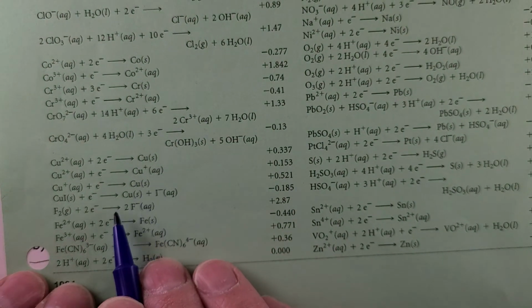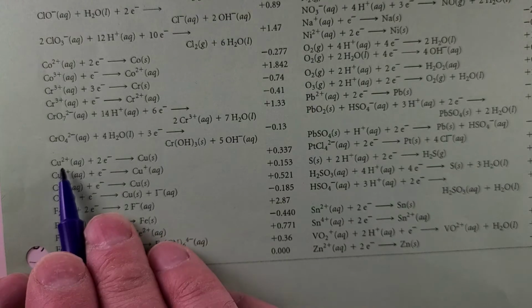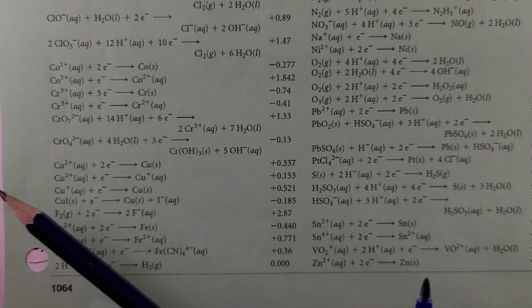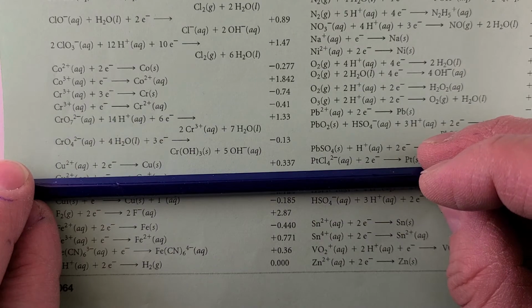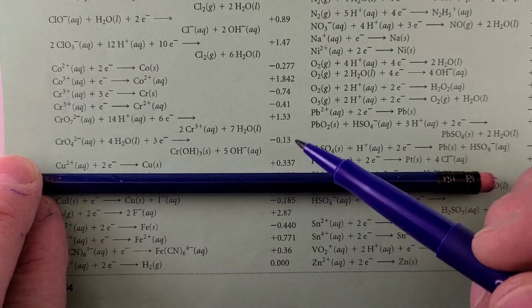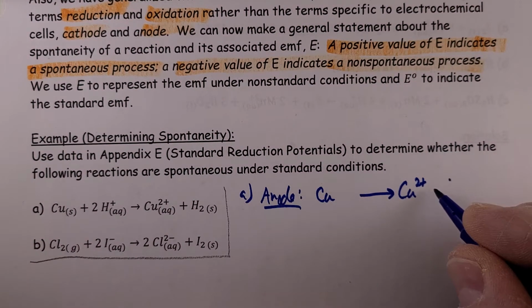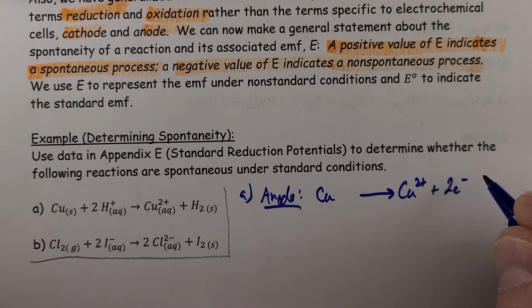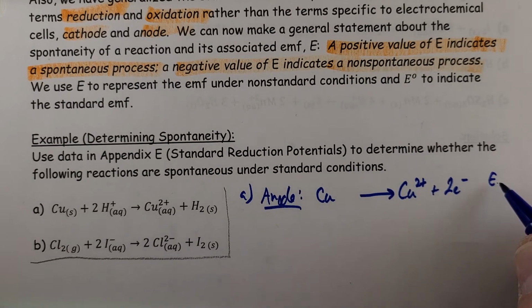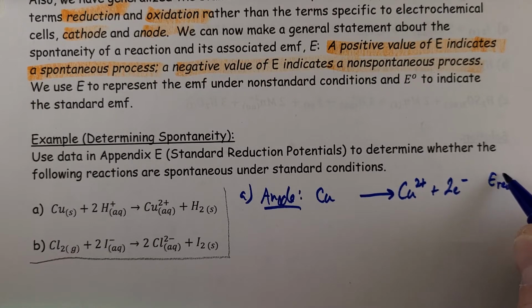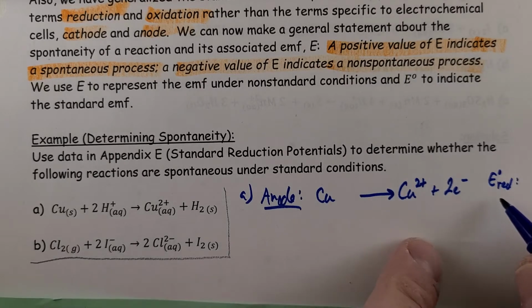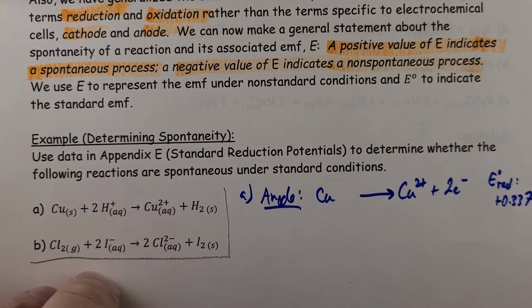Copper 2 plus, where was it? There it is, going to copper solid. You have to be careful because there's two copper 2 pluses there. Copper 2 plus plus 2 electrons going to solid copper, with 0.337. And we'll simply call that E reduction. It's going to be plus 0.337. Hopefully we can see that on the screen. It's a little bit cut off.